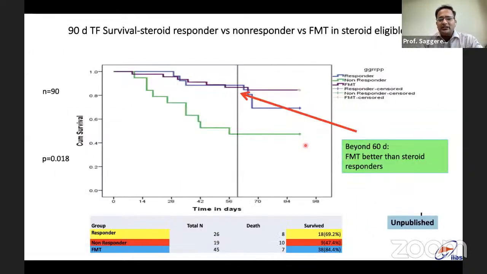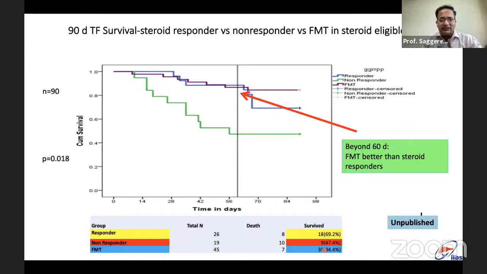for later. And this is unpublished data, which shows that the FMT had better survival. This purple line is the FMT survival, which was much better than the steroid non-responders and at par with the steroid responders till day 60. Beyond day 60, the survival was better than the steroid responders. And the numbers were 45 in each limb, and survival in the FMT limb was around 84% at 90 days, transplant-free survival, whereas it was 70% in the steroid responders.